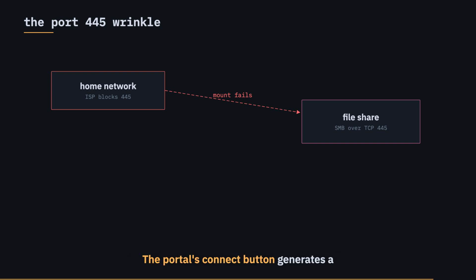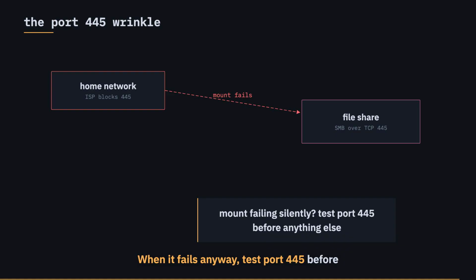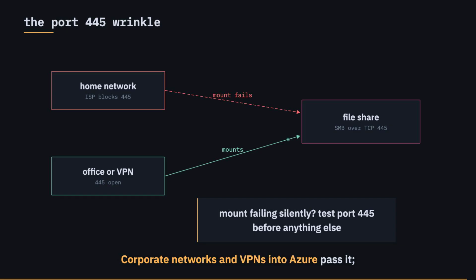The portal's connect button generates a ready-made script for Windows, Linux, or macOS that maps the share to a drive letter, embeds the right credentials, and even reconnects at sign-in. When it fails anyway, test port 445 before anything else. Corporate networks and VPNs into Azure pass it. Hotel and home connections often do not.